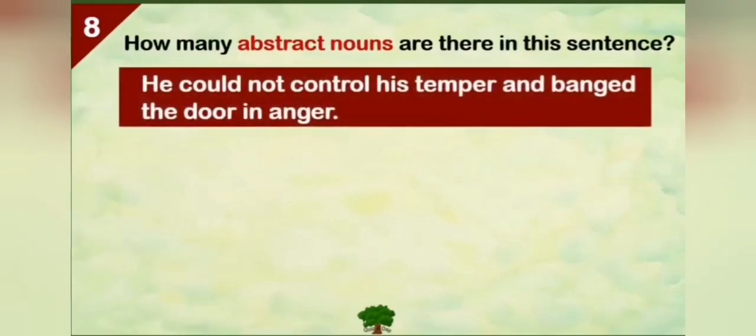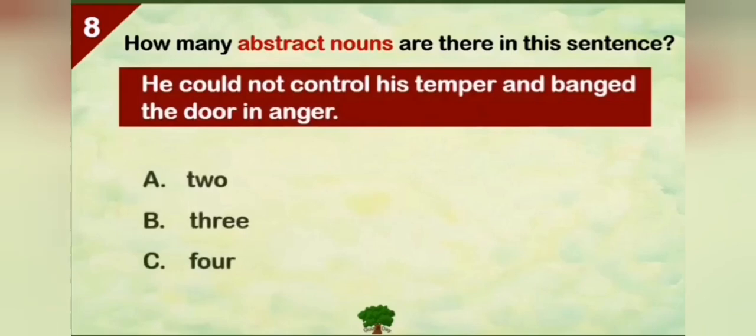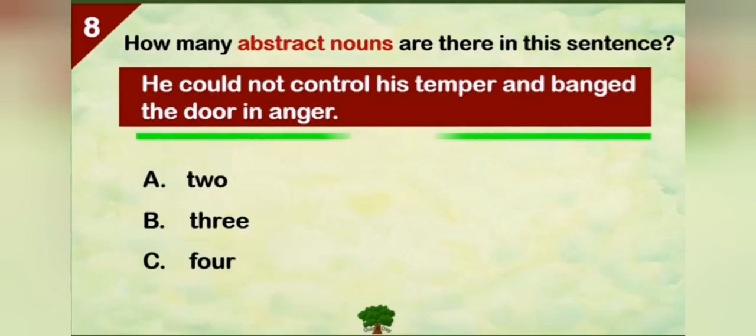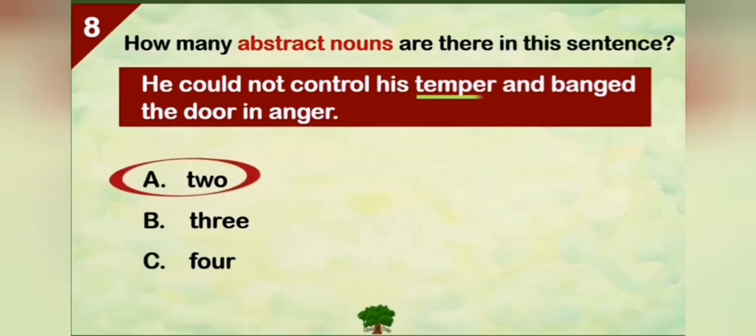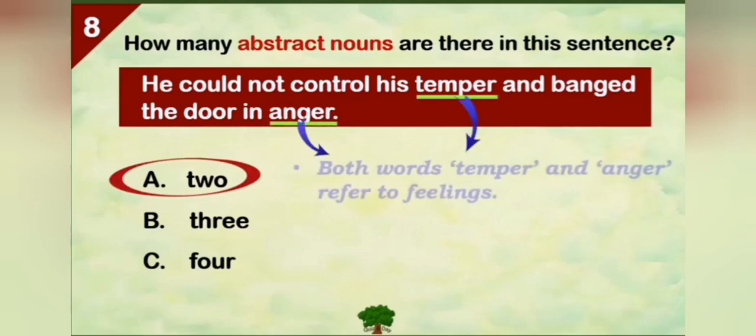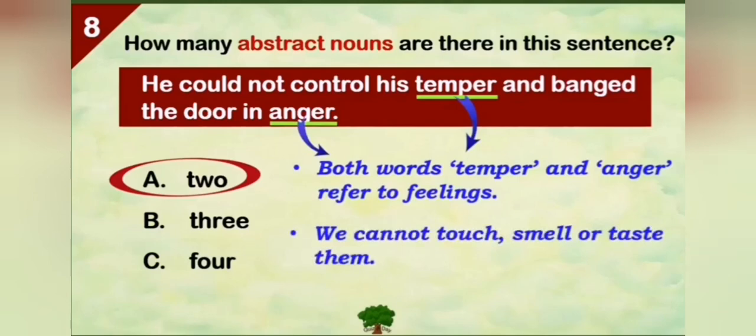Next. How many abstract nouns are there in this sentence? He could not control his temper and banged the door in anger. Here your answer is coming. Yes. And that is two. One is temper, another is anger. Very well done. Both words temper and anger refer to feelings. We cannot touch, smell or taste them.